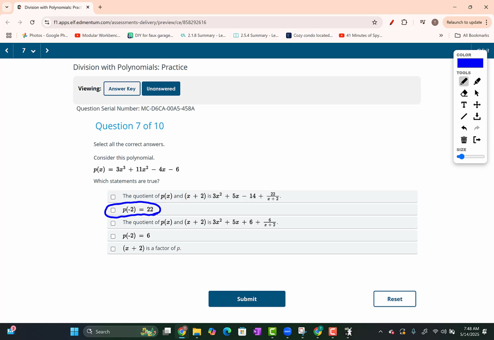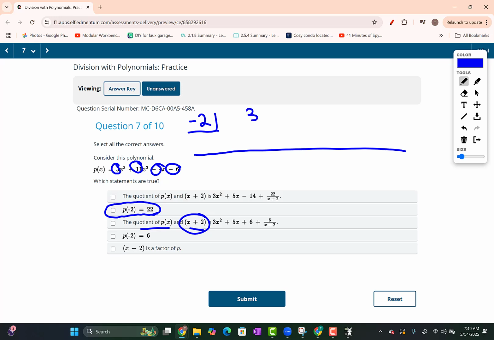And then the next one is I want to check for the quotient of p of x and x plus 2 is one of these answers. So let's set up the problem. Let's use synthetic division. So if this is our divisor, x plus 2, x equals -2 would be the root. And the coefficients of this problem are 3, 11, -4, and -6. They go across the top. 3, 11, -4, -6.